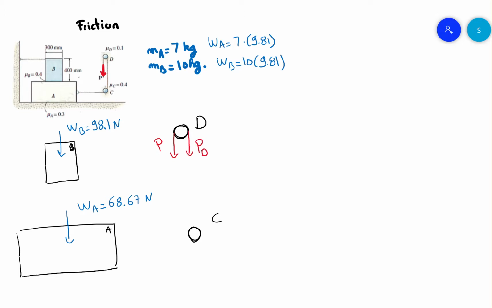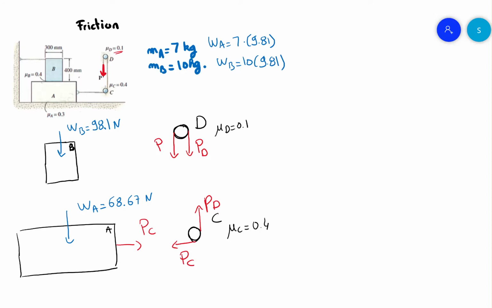It's not the same because there's some friction in the pulley. PD on this side, PD on the other side. And on the right, a force PC, and same, different because we have friction in the pulley. So let's write the coefficients of friction: mu D equals 0.1 and mu C is equal to 0.4. This PC is the same force as this one, PC.